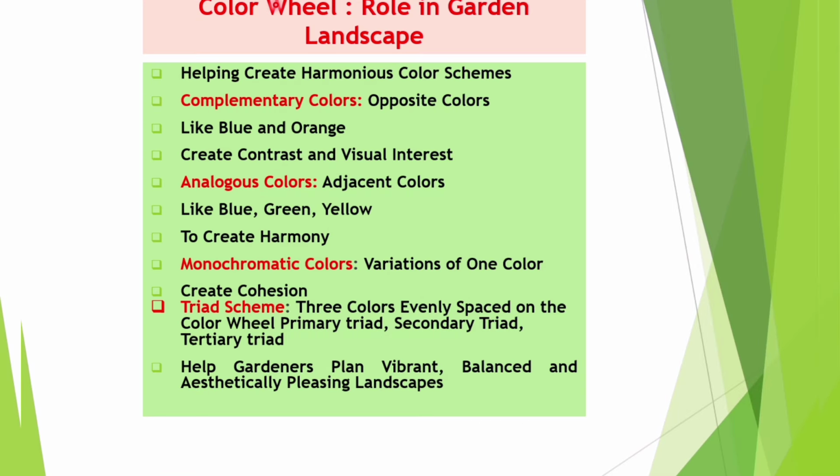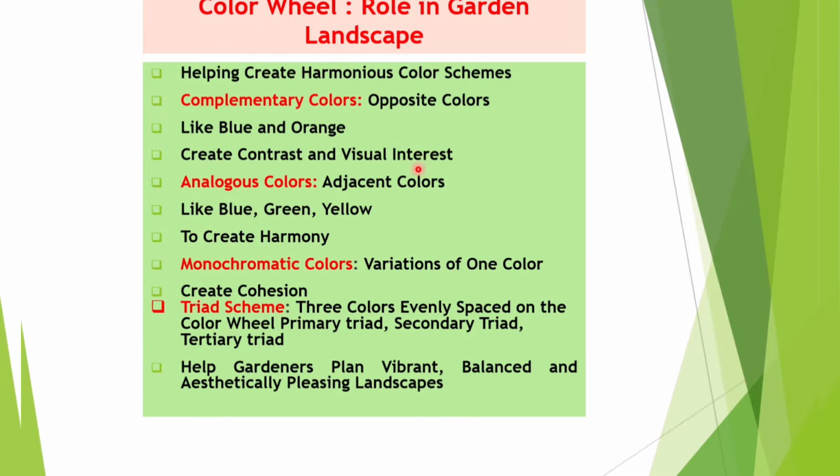First of all, let us illustrate the color wheel and its role in garden landscape. It helps create harmonious colors. There are 3 schemes. One is the complementary colors, which means they are opposite colors on the color wheel, like blue and orange. They create contrast and visual interest.